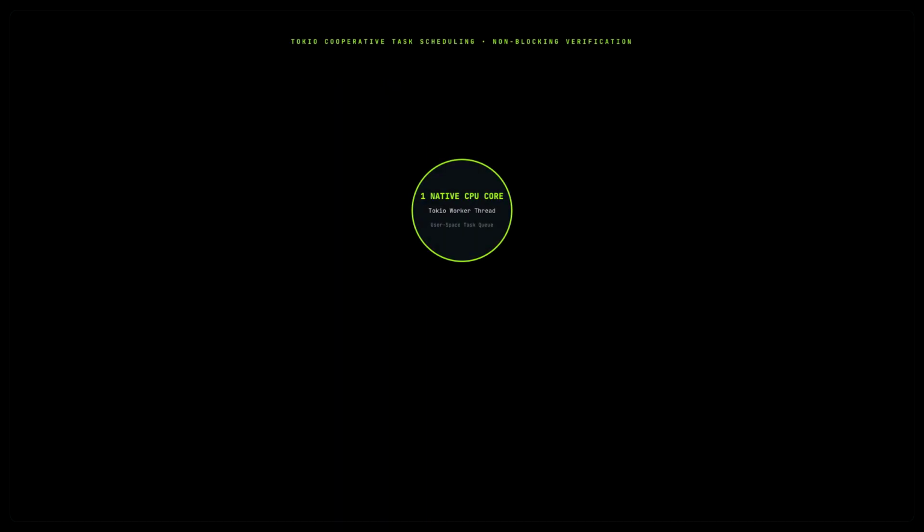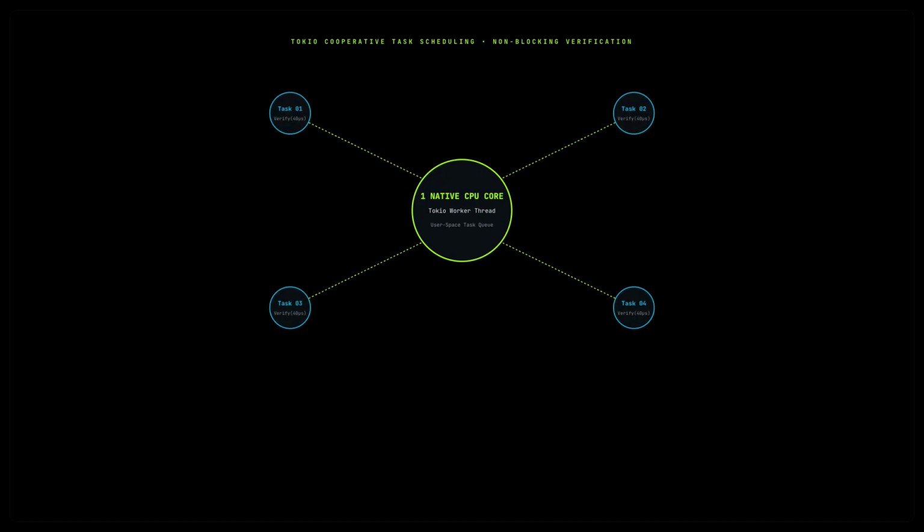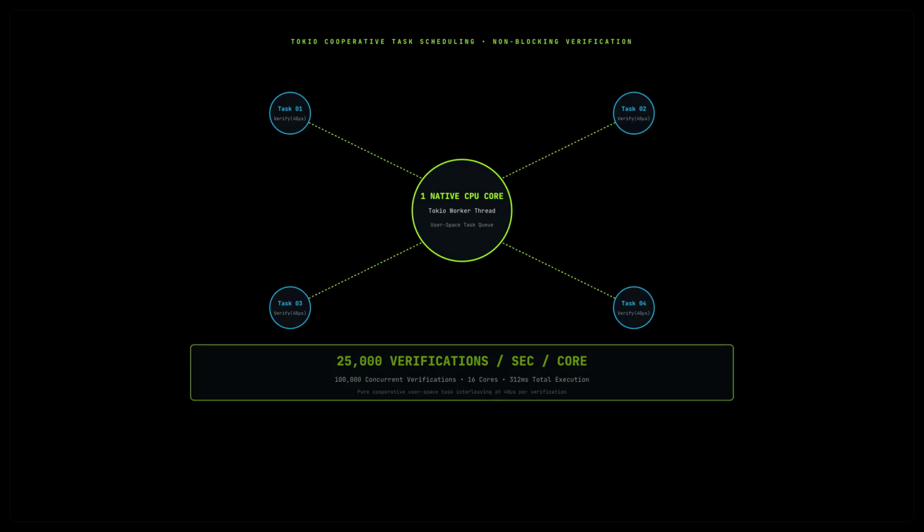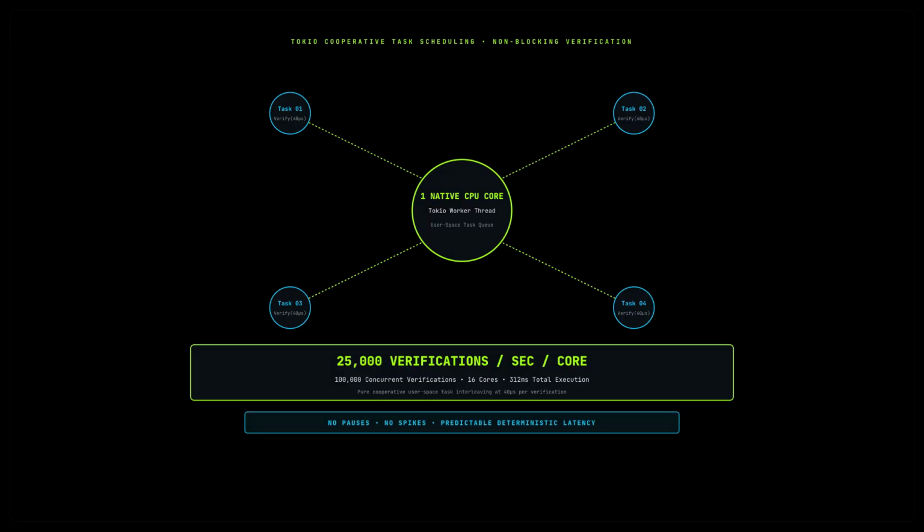In Rust, the async thread pattern lets you define non-blocking verification at the edge. You verify grant negotiation protocol key proofs in an async handler without blocking the runtime. 100,000 concurrent verifications spread across 16 cores finish in roughly 312 milliseconds total. No pauses, no spikes, predictable latency.